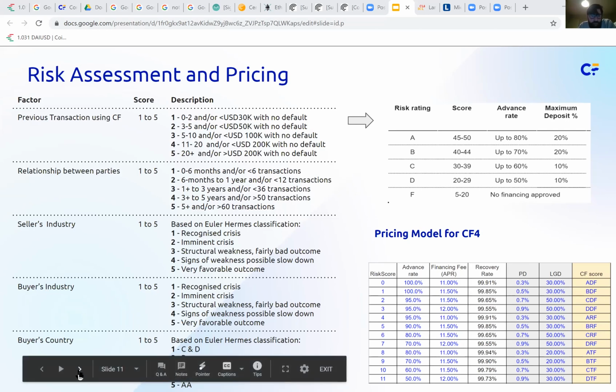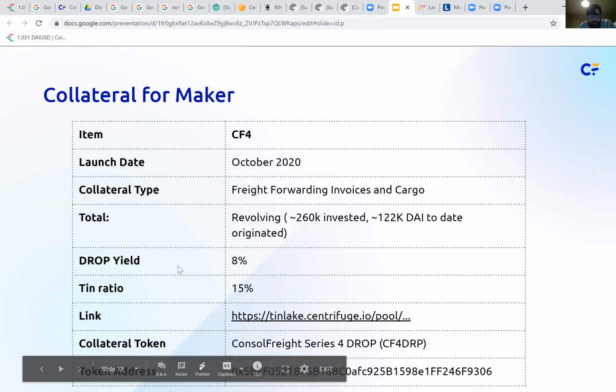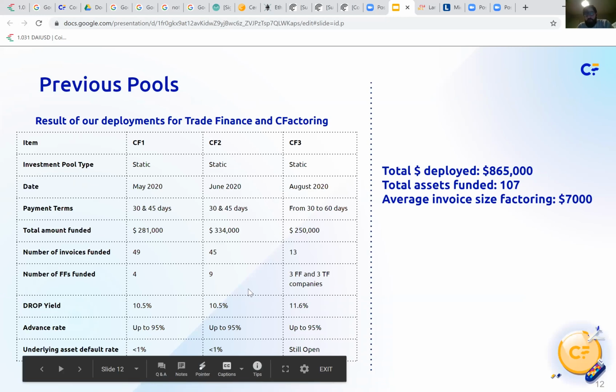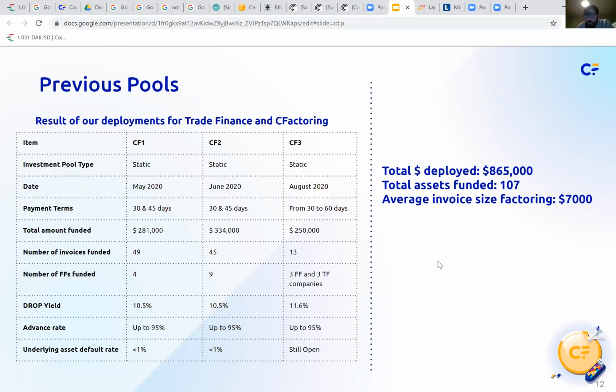Next we have the pools, or the previous pools. So far we have deployed 3 pools using Centrifuge and the Tinlake protocol. The first 3 were static pools. They started in May 2020, and the final one, the third one, was in August 2020 as well. It's close to being finalized, and payment terms will range from 30 to 60 days. The final one was a pool that was not only for freight invoices, but also for trade finance, and was our first one. You can see that the total deployed is 165,000, and we have deployed 107 assets.